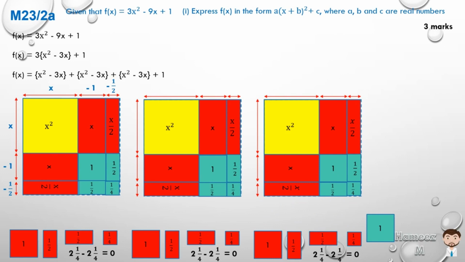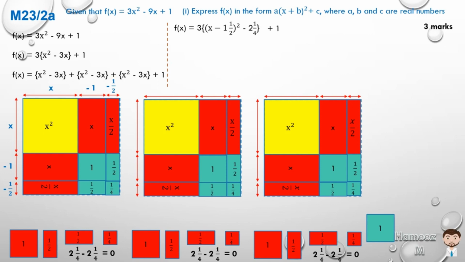In the first case, we have x minus 1 1/2 by x minus 1 1/2, so x minus 1 1/2 squared, minus 2 1/4, which are the red terms that's remaining outside. And we have 3 sets of those. So we can write that the function f of x is equal to 3 by x minus 1 1/2 squared minus 2 1/4 plus 1. Don't forget the last square on the right side.